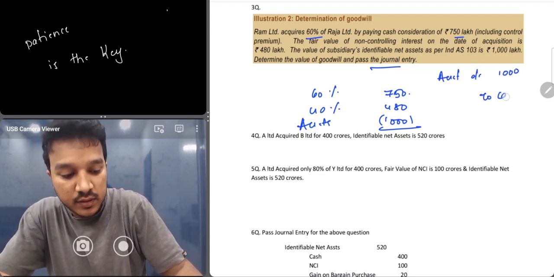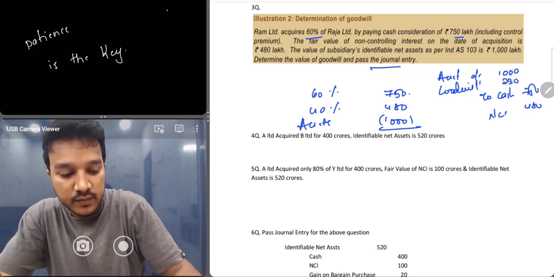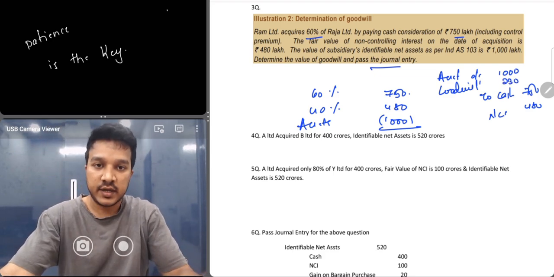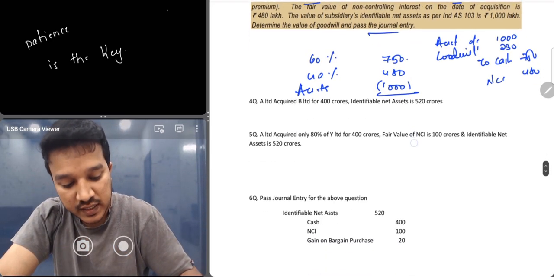How much cash you paid? 750. Non controlling interest कितना है? 480. So you will get a goodwill of whatever is the balance, 230. So that's how you pass a journal entry. I hope it is clear. Now let's try and solve another one.